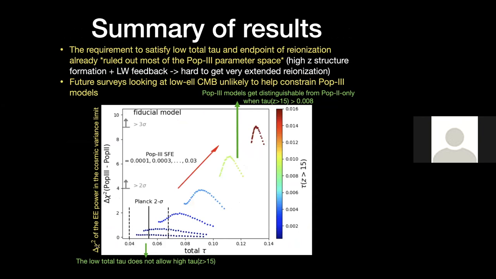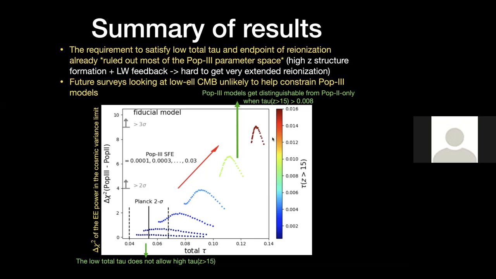Here I'm showing the delta chi-squared value of POP3 versus POP2 as a function of the total tau. And then the points are color coded by the tau deduction 15 value. So the redder the color is, the higher the tau deduction 15 value is. And immediately you can see that as we increase this tau deduction 15, we are also increasing the delta chi-squared.